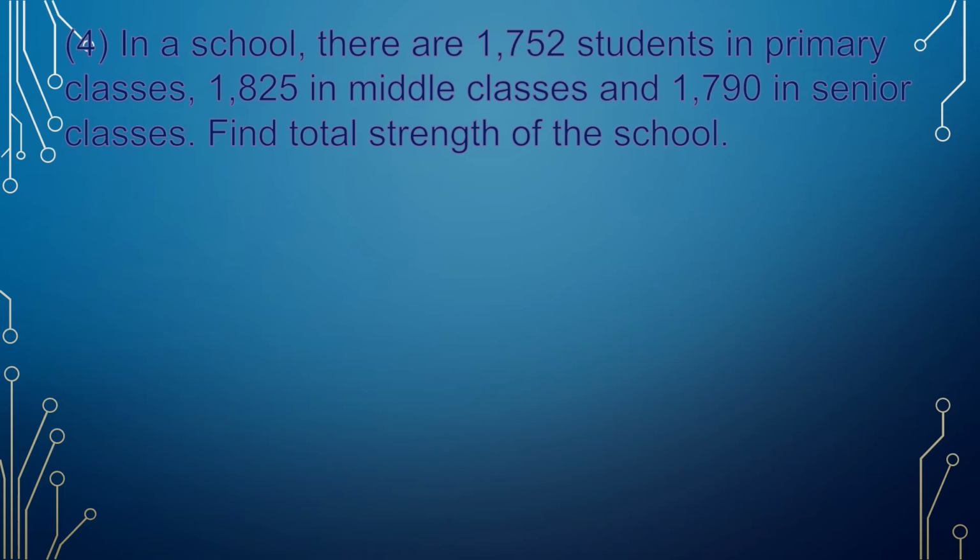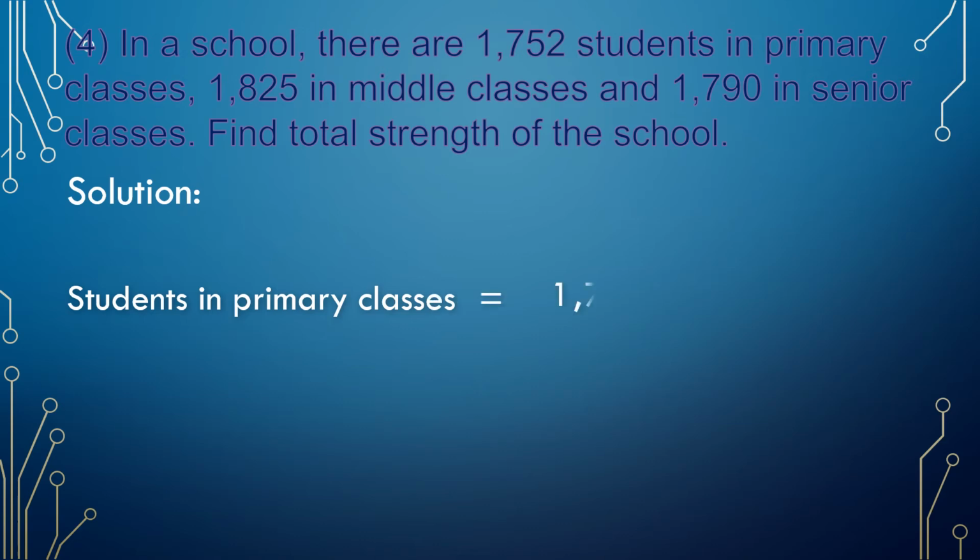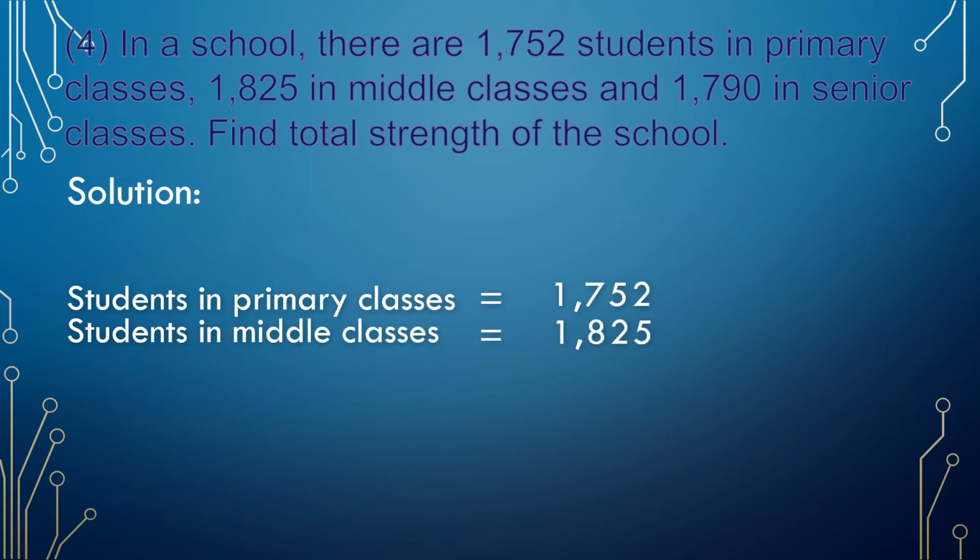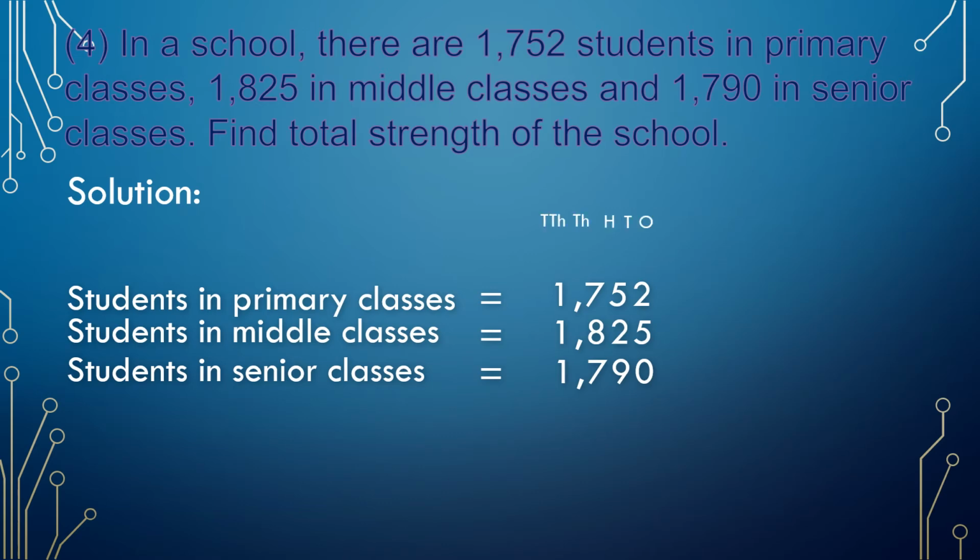So what we have to do in this question? Yes, addition. Let's start the solution. So the first statement is students in primary classes is equal to 1752. And the second statement is students in middle classes is equal to 1825. And the third statement is students in senior classes is equal to 1790. Then write all the places and draw a carry-on box.